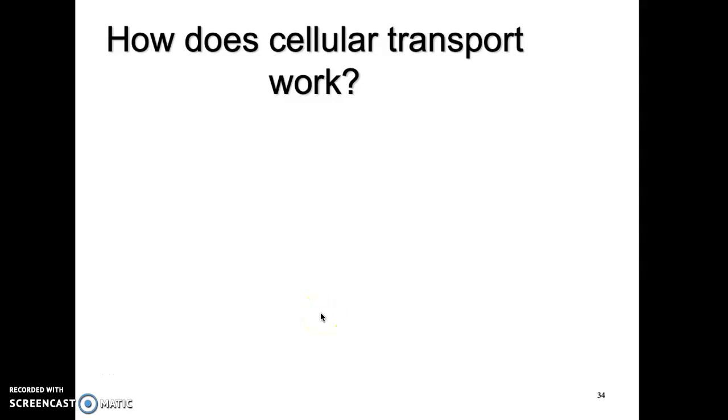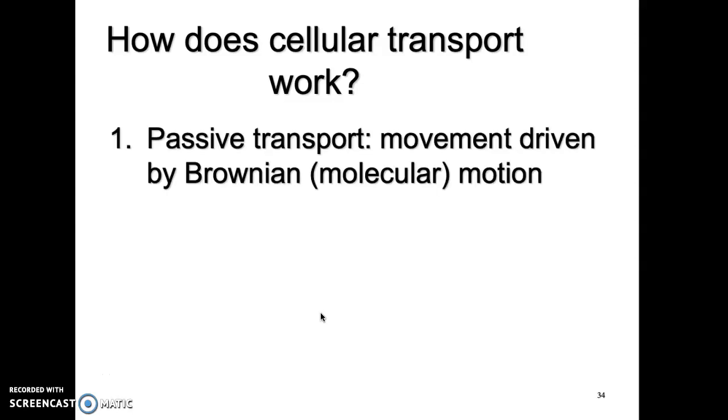We finally get to the section on how cellular transport actually works. Here we go. Passive transport is my number one. It's the movement driven by molecular motion, also called Brownian motion. Molecules are bumping into each other and they just tend to move around their environment. If it's warmer, they will move faster. If it's colder, they will move more slowly, but they will continue to move.